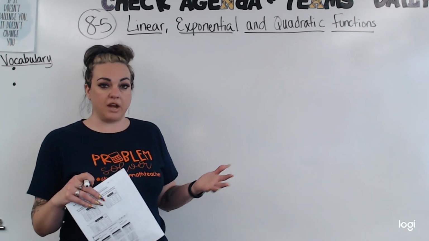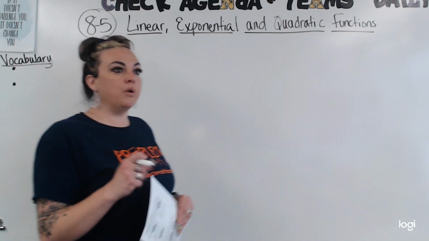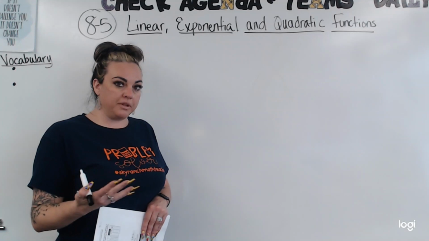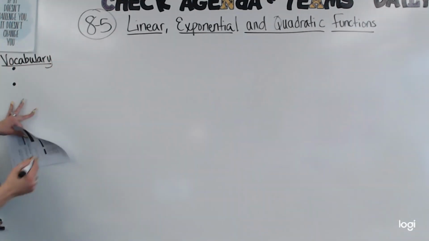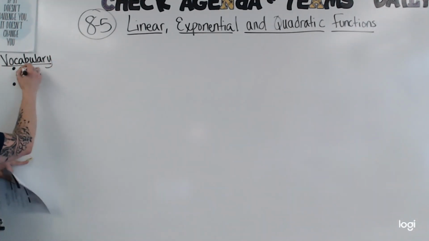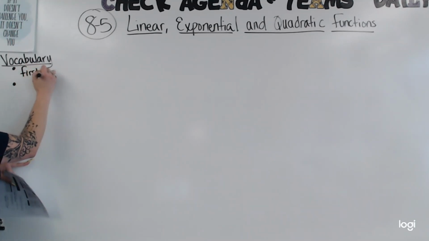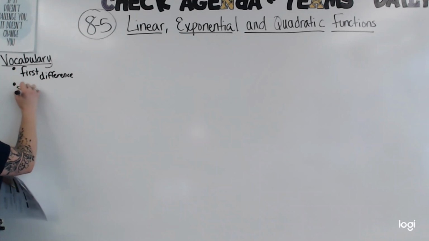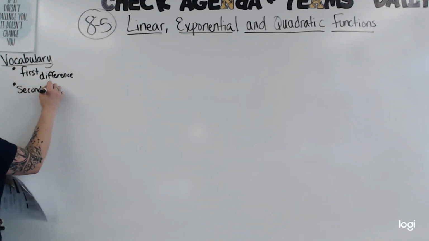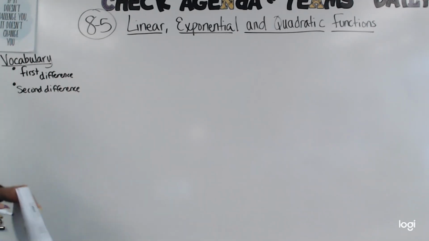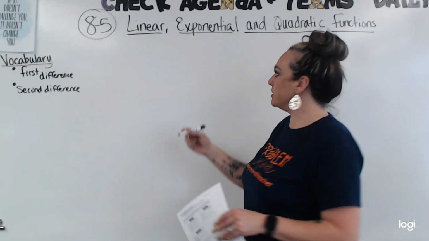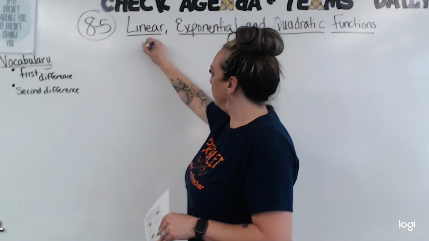Or is it quadratic? So what we're going to be looking at is going to require us to know some new vocabulary. There's two things we need to know that we're going to focus on: first difference and second difference. And this is going to make more sense as we start looking at different tables. So first, let's review linear functions.